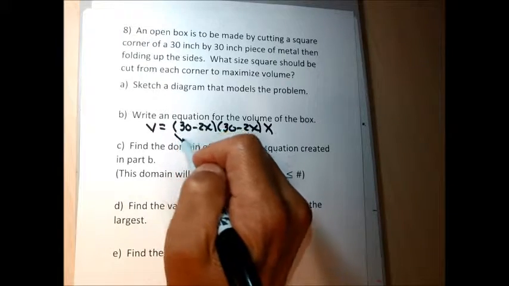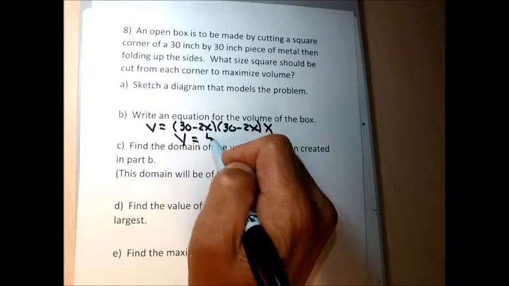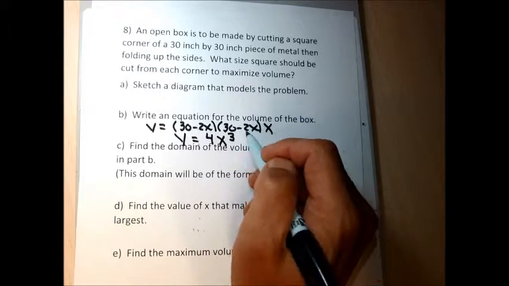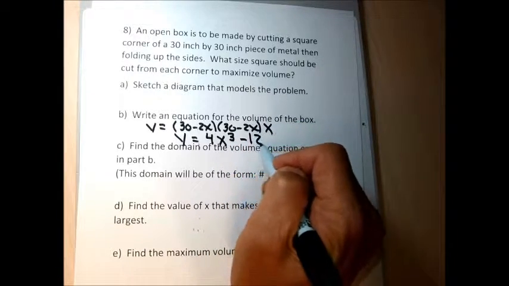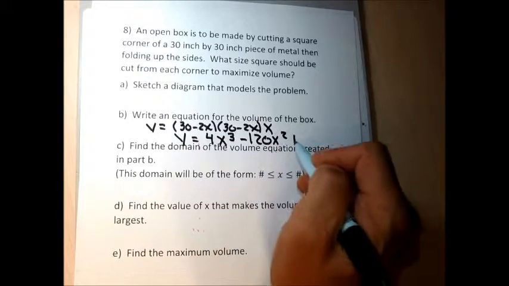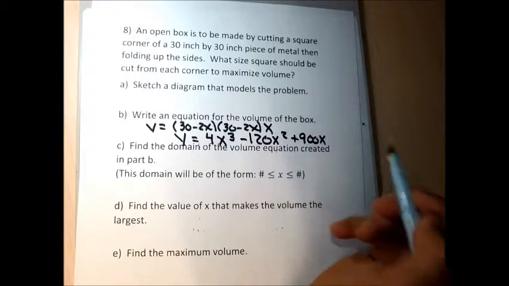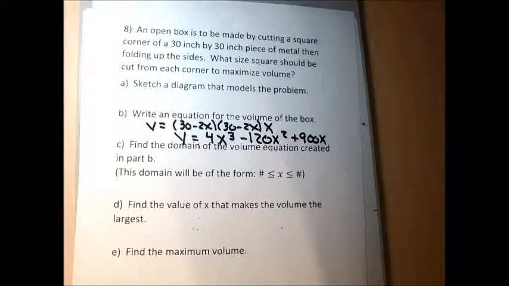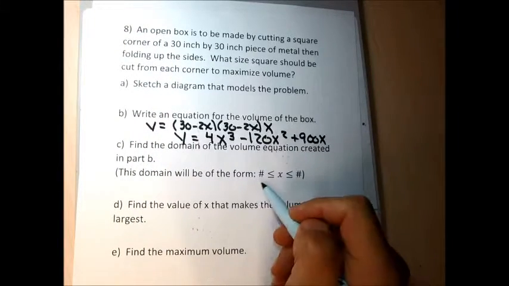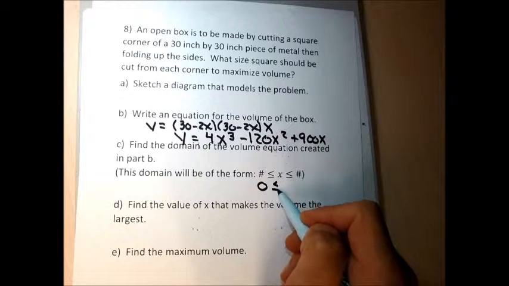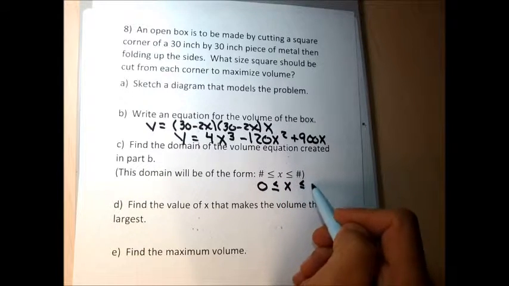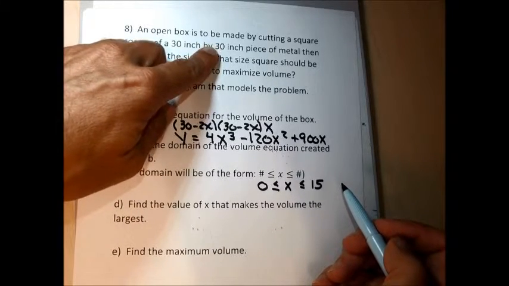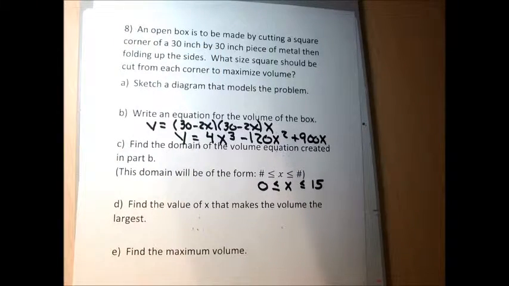So for part B, volume equals, even though what's above it is correct, I couldn't really take a derivative that well from that. So 4x cubed minus 120x squared plus 900x. Part C is the domain. This piece of metal is 30 by 30. The smallest cut I can make is 0 inches. And the biggest cut I can make is 15 inches. So I'm making 2 cuts, and if I made 2 15-inch cuts, that's all the metal I have.